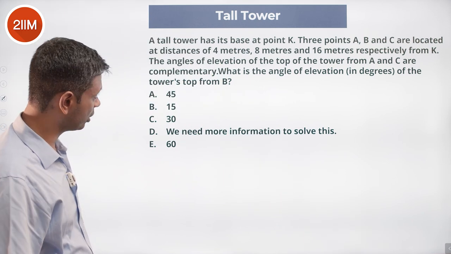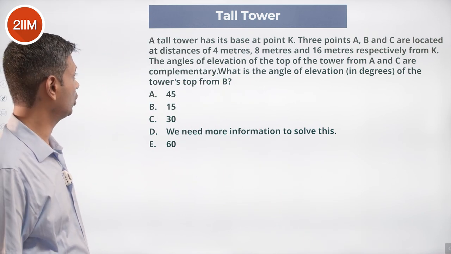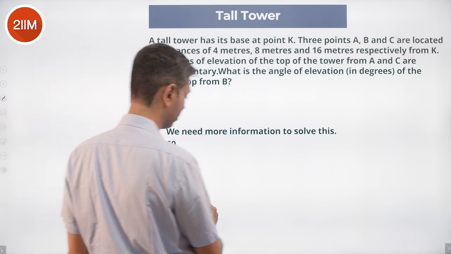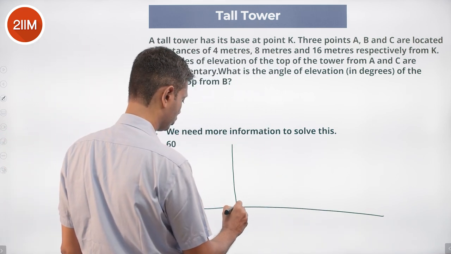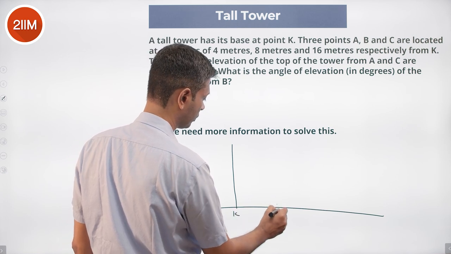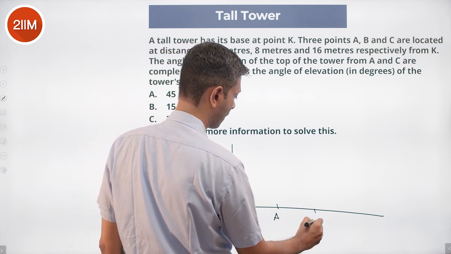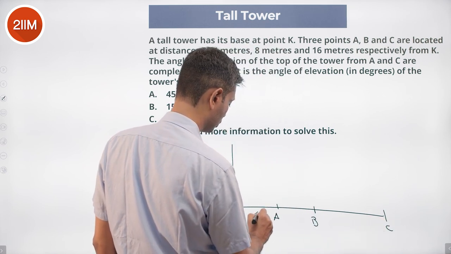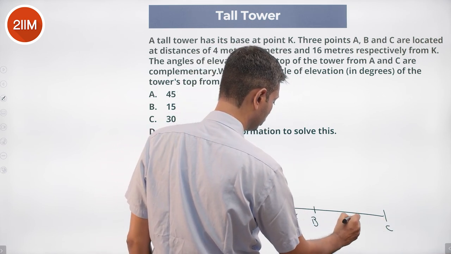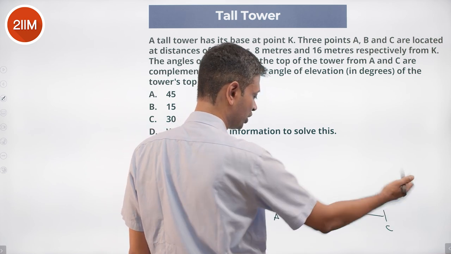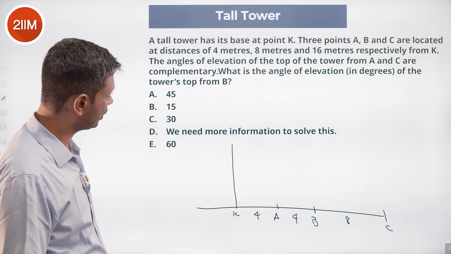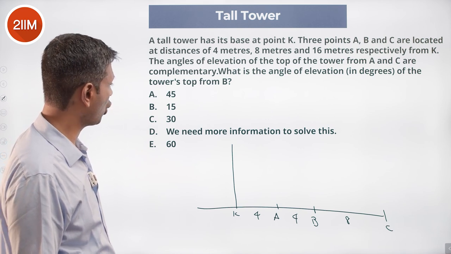A tall tower has its base at point K. Three points A, B, C are located at distances of 4 meters, 8 meters and 16 meters respectively from K. So this is K, A, B, C. This is 4, this is 4, this is 8. 4, 8, 16. The angles of elevation of the top of the tower from A and C are complementary.